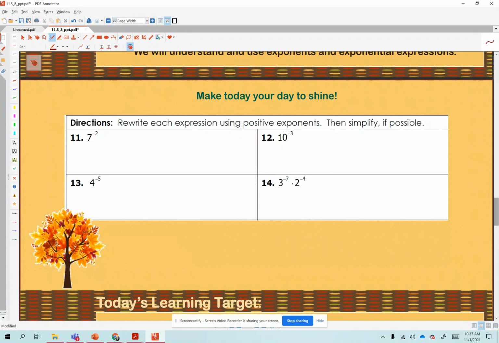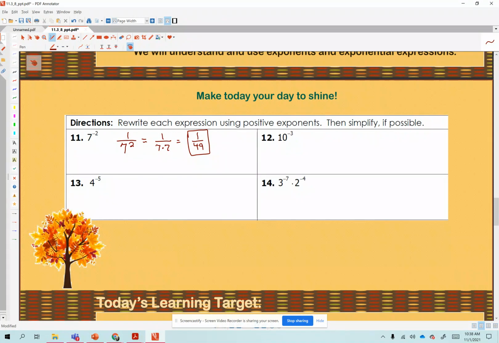Okay, so for the rest of this, we are asked to rewrite each expression using positive exponents. So remember, anything raised to the 0 power equals 1, and anything with a negative exponent will move to the denominator of a fraction. So we have 7 to the -2 power, and we can rewrite that as 1 over 7 to the 2nd power, which equals 1 over 7 times 7, which equals 1 over 49. So I hope you try these on your own before you check them.